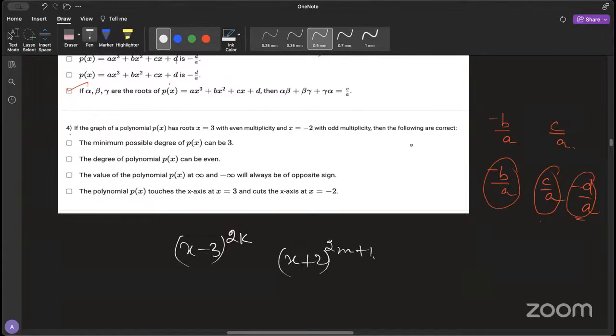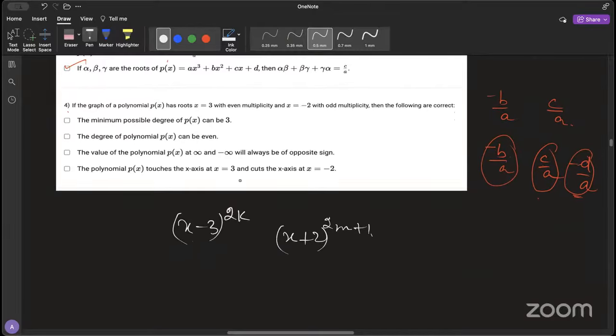plus 1. Then the following are correct. So the minimum possible degree of p(x): if you have to take the minimal possible, this has to be 2, because this is even, right? You can't take 0, because (x minus 3) to the power 0 just means 1, and that means 3 is not a root. So you can have at least 2 here, and here, because the multiplicity is odd, you should have 1. So the minimum possible degree is 3, right? Yeah. This option should be correct.